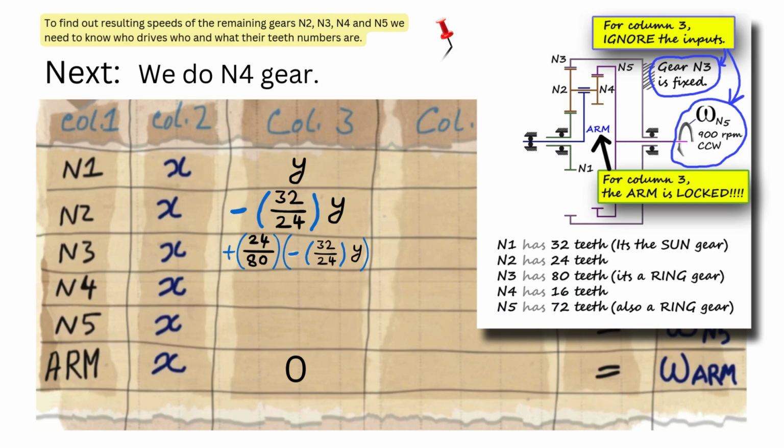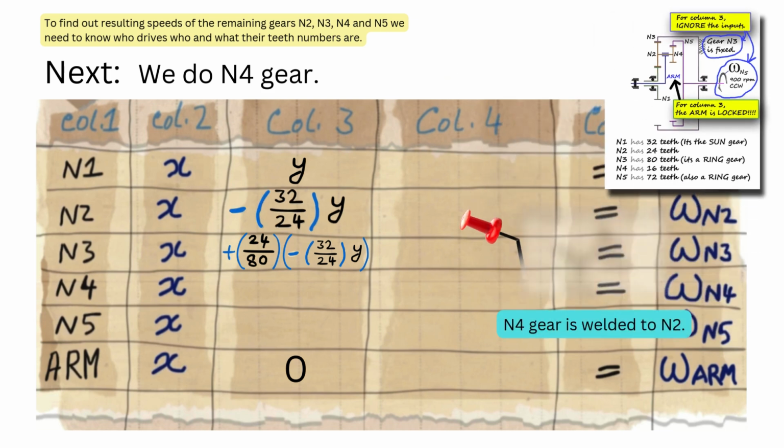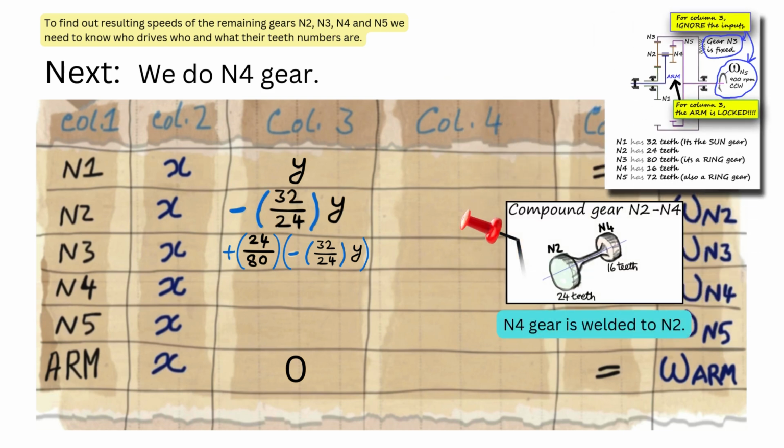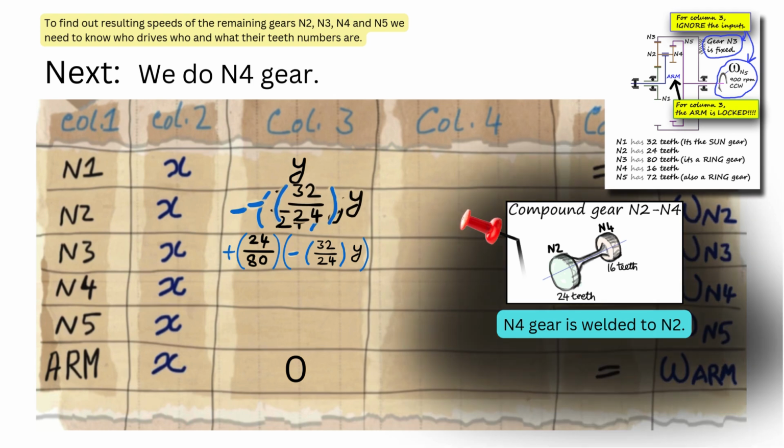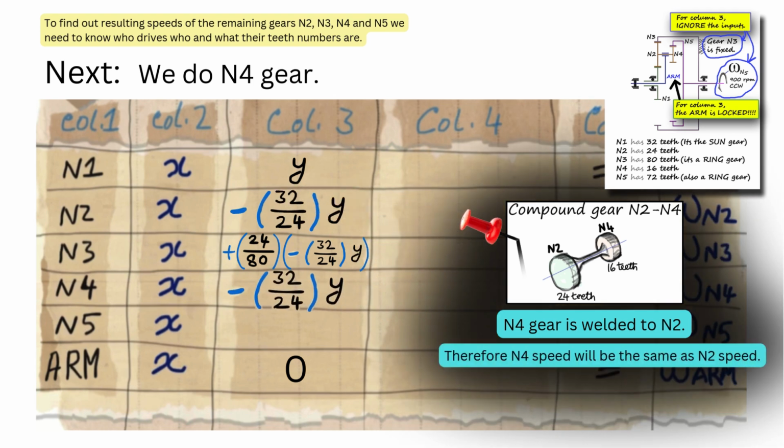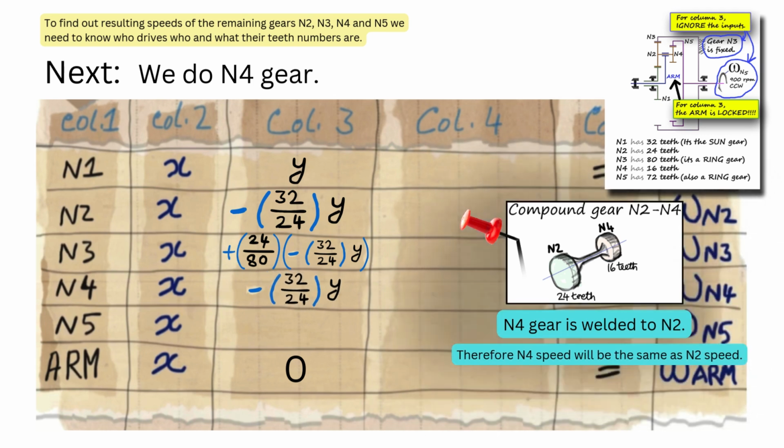For N4, just copy paste the rotational speed of N2 because they will be identical. N2 and N4 together combine to make the compound gear. So that's what we do. We just copy paste N2 in the N4 cell.